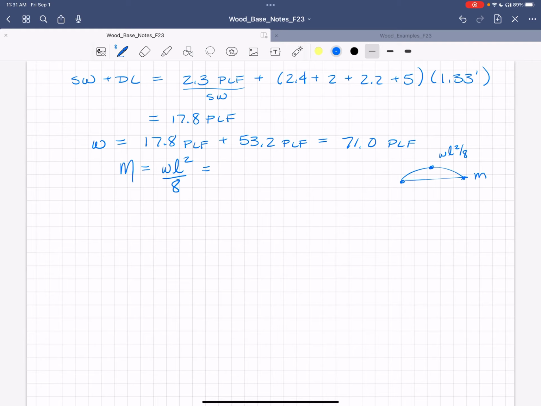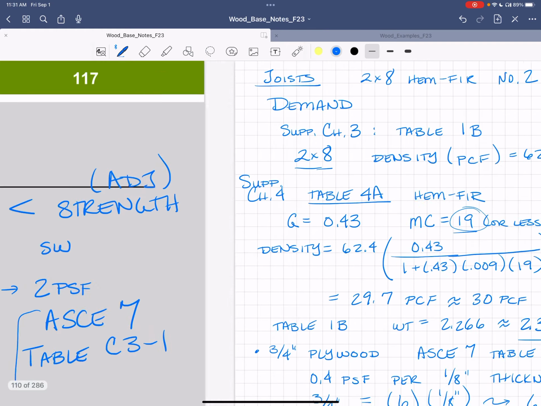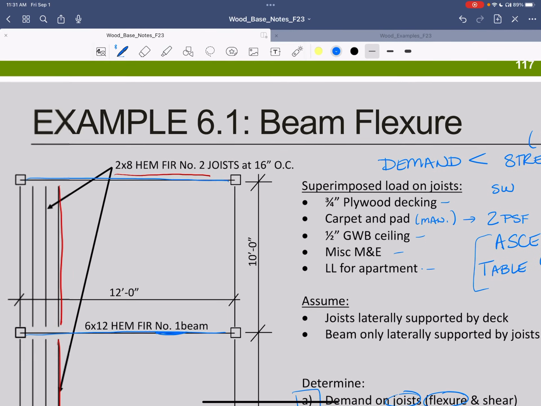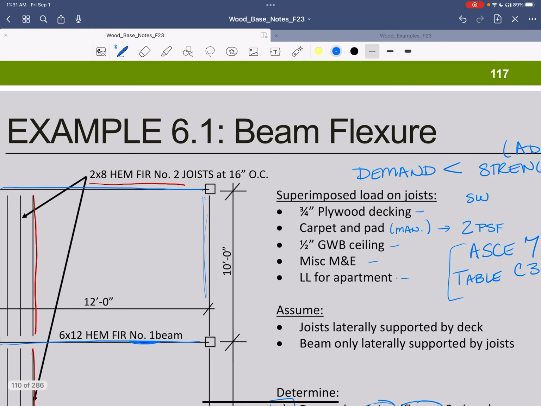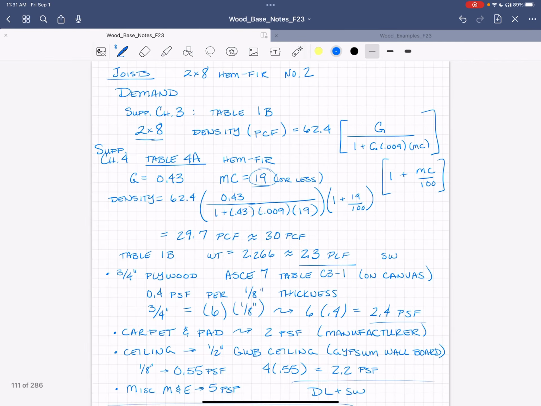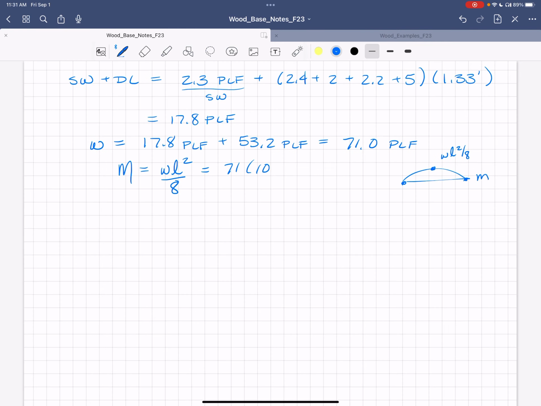And that gives me 71 times, these are 10 foot long. If we go back to our problem statement, the joists go in this direction. They're 10 foot long each. All right, so they're 10 foot long, squared over 8, and that gives me 887 pound feet.